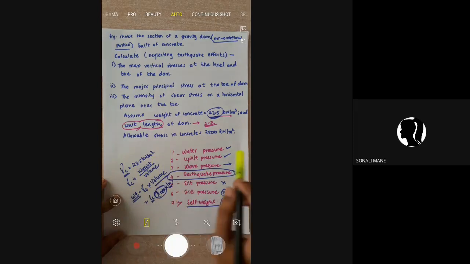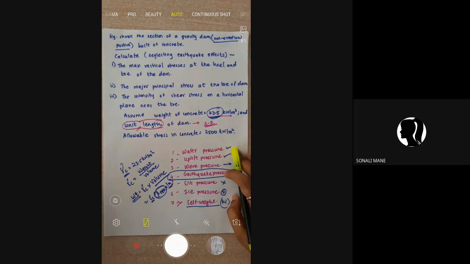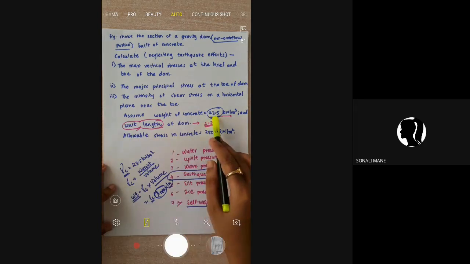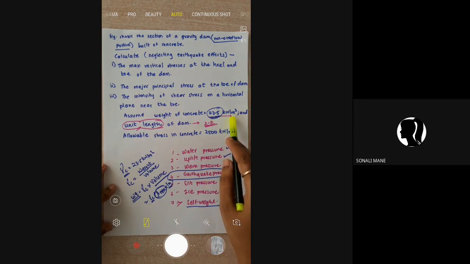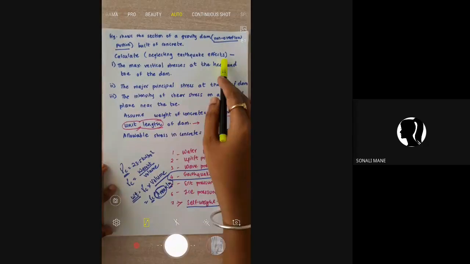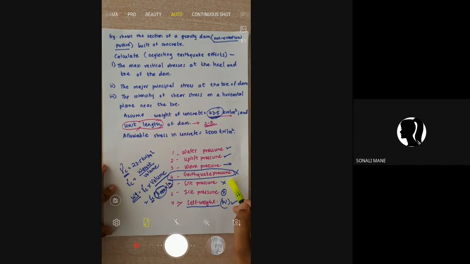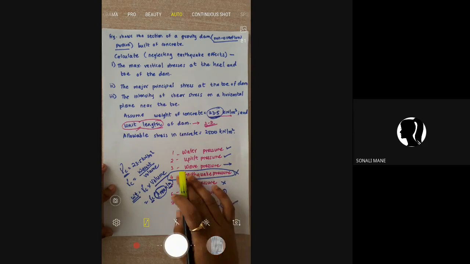So for that we have worked out a list of forces acting on a gravity dam. Out of those forces, what are the predominant or major forces which are acting on a gravity dam, that we have marked, and we have discarded those forces which are not much effective or those not acting on the given section of a dam. In this, the weight of concrete was mentioned in the problem as 23.5 kilonewton per meter cube, and we have to neglect the earthquake effects. Therefore, earthquake forces won't come into the picture for this case of dam. Therefore, we have discarded the earthquake forces.